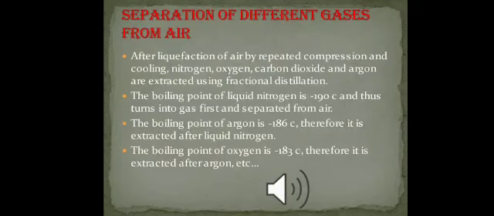Liquid nitrogen has a boiling point equal to minus 190 degrees Celsius and thus turns into gas first and is separated from air. The boiling point of argon is minus 186 degrees Celsius, therefore it is extracted after nitrogen. The boiling point of oxygen is minus 183 degrees Celsius, thus it is collected after the extraction of argon. Carbon dioxide turns into a solid at a temperature of minus 97 degrees Celsius, therefore it is removed while air is put under liquefaction.